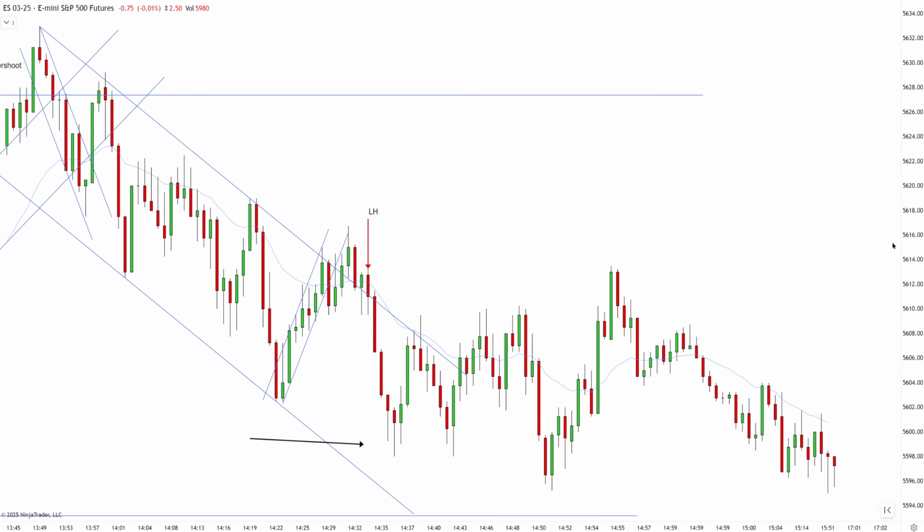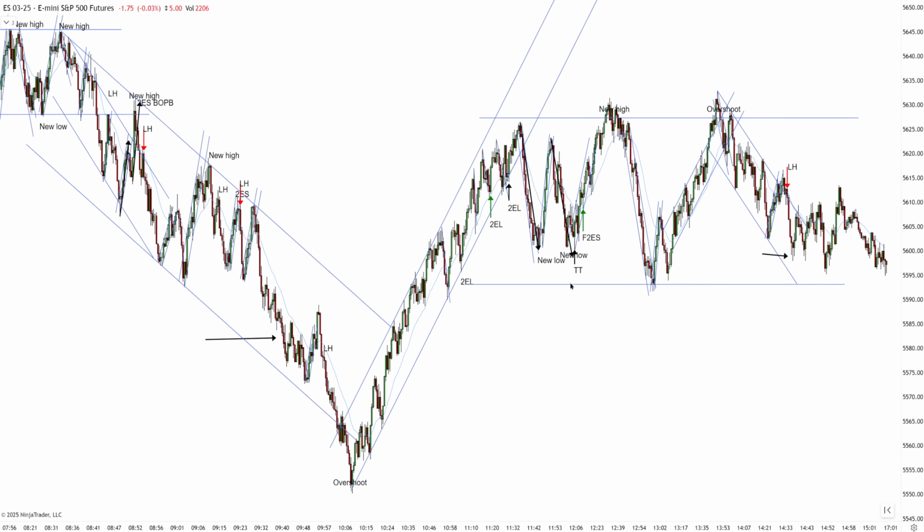So this is the overall structure for today. Fairly decent price action, downtrend working lower, a couple of setups on the way down, overshoot into reversal, breaking new high into consolidation. Perfect price action when it comes to structure and several decent high probability setups.